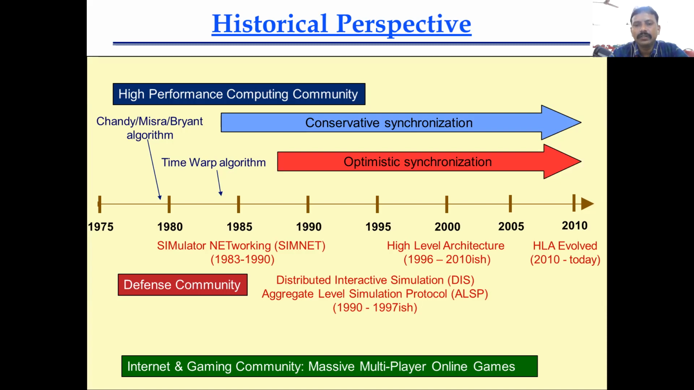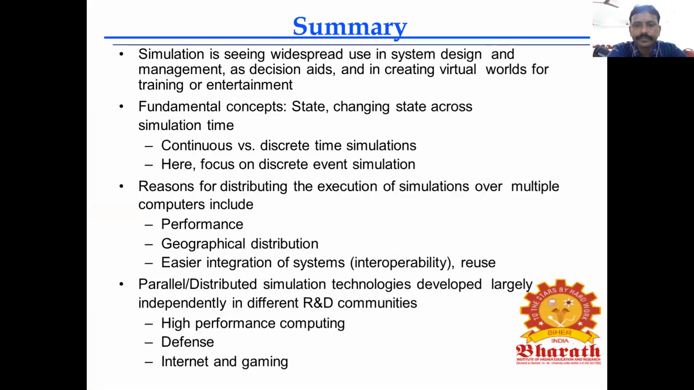In summary, simulation has wide use of these systems. The design and management decisions involve adding these systems to make things fast. It is also a fundamental concept of changing state across simulation time, continuous versus discrete time simulations. Here the focus is on discrete event simulation. The reasons for distributed execution of simulation over multiple computers include performance, geographical distribution, and easier interaction of the systems. That's why we use simulation.